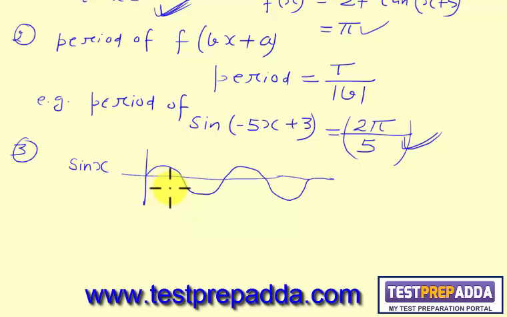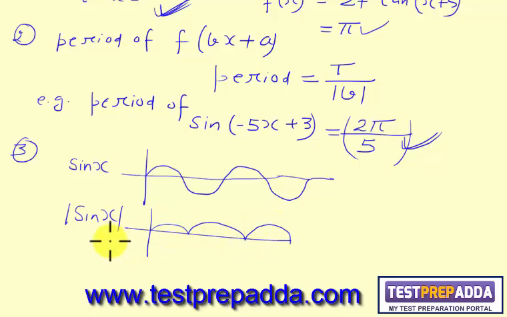Okay, 0 to pi, it is positive. Pi to 2 pi, it is negative. Now if I ask you mod of sine x, what will you do? Just this negative portion will become positive. Okay, so it will look like this. Now if this is the case, then you can see the graph is repeating after every interval of pi. So the period will become pi.